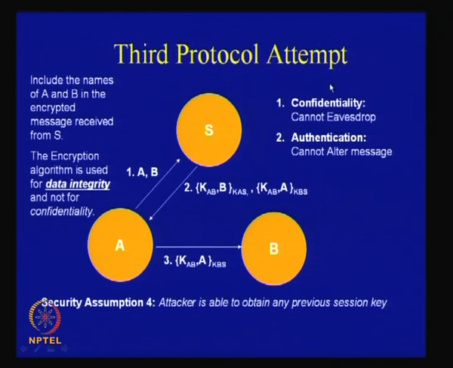Here we see that confidentiality is achieved, because since encryption has been used, an adversary cannot eavesdrop. Authentication has been enforced, because an adversary cannot alter the messages, right. But then we again have a new security assumption. The assumption is that there could be a scenario where the adversary is aware of previous session keys. It could be that an adversary was a member of the group at some point of time, but has left that group.